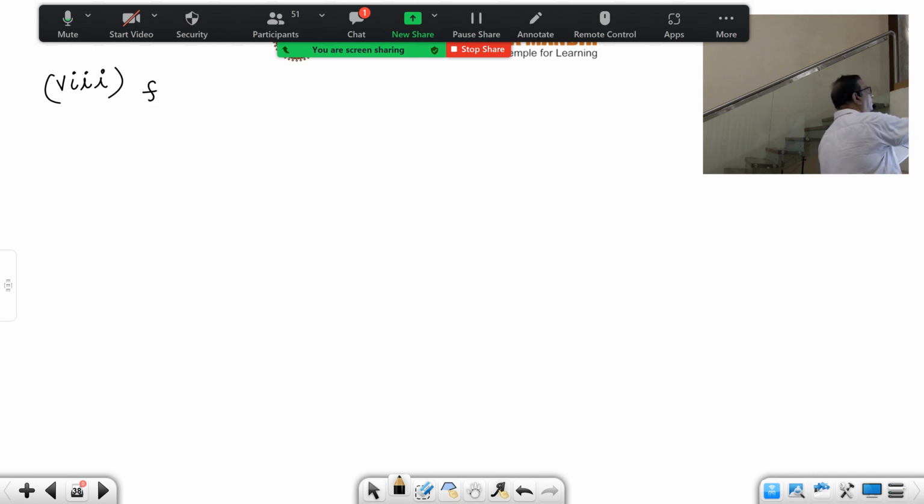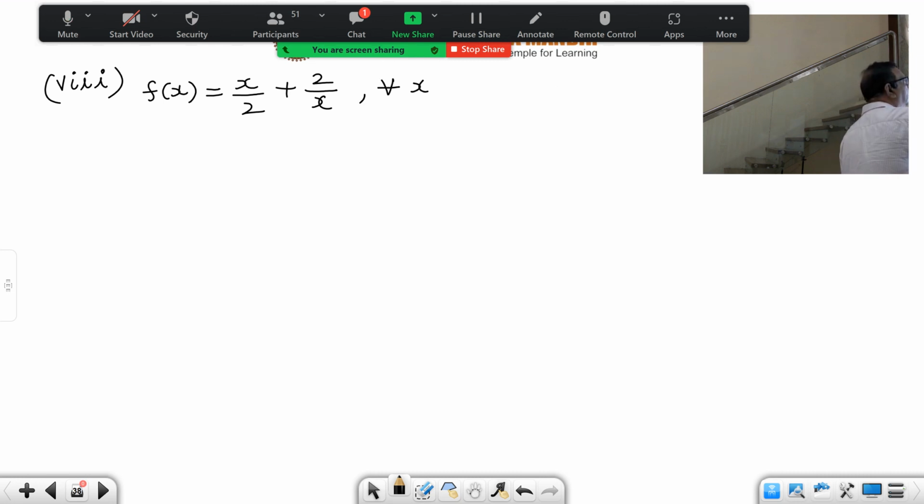f of x is equal to x by 2 plus 2 by x for all x belonging to 0 to infinity. Okay. So let us find the derivative.